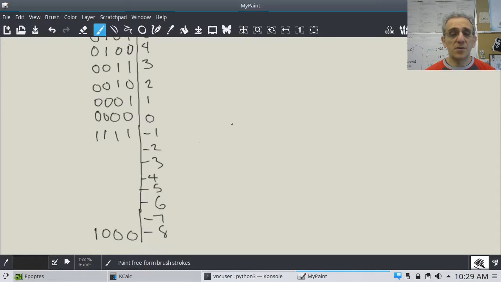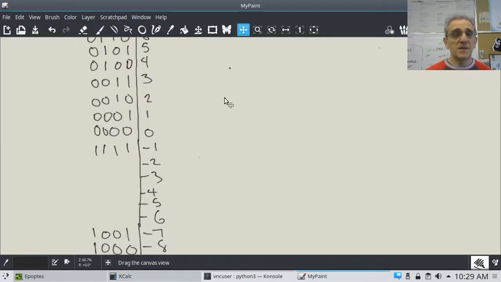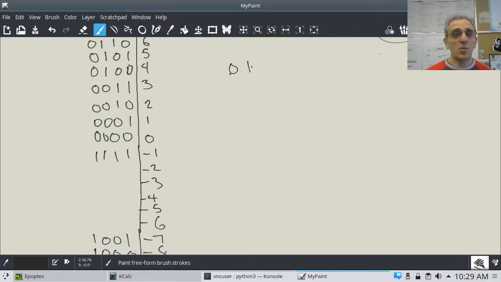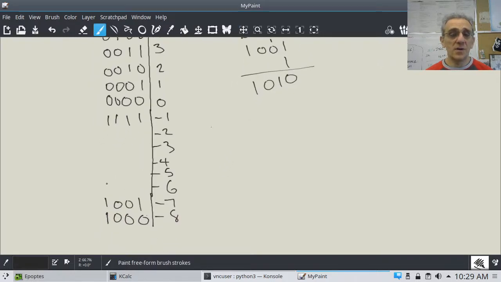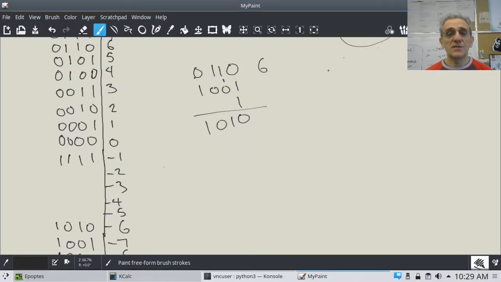So 1001. And now let's do 6. So 6 is from here, we've got 0110. So that's positive 6. We flip the bits and then we add 1. And 1 plus 1 is 0. Carry the 1. 101. And so therefore, 6 is 1010, that's negative 6.